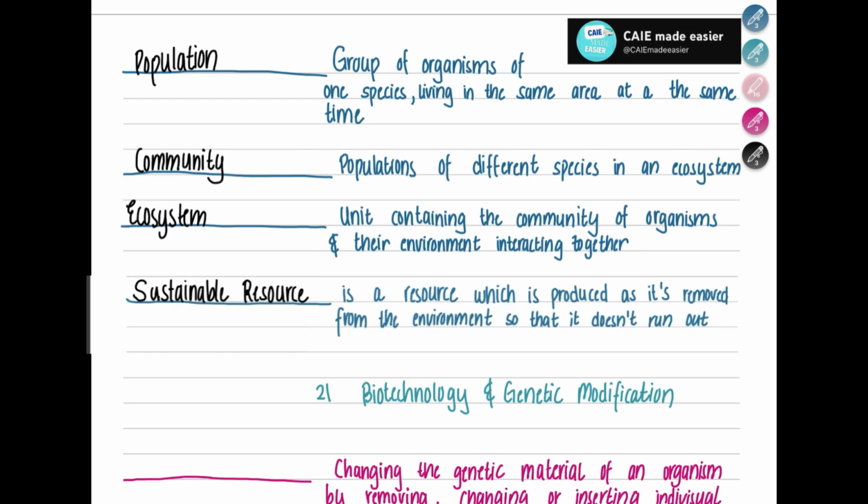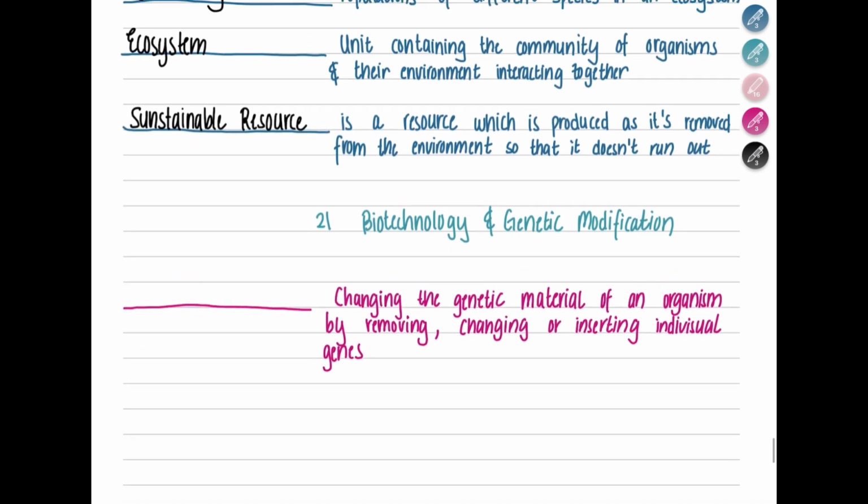On the other hand, a non-sustainable resource is, for example, coal or petroleum. We keep taking it out, and to produce it again is going to take thousands of years, so there's a high chance that it will run out.